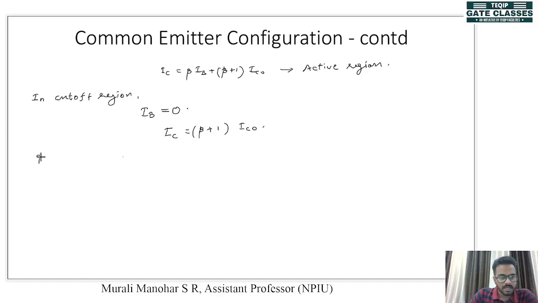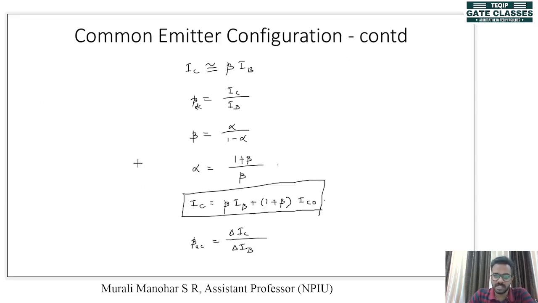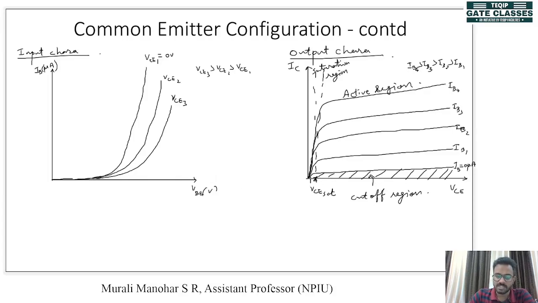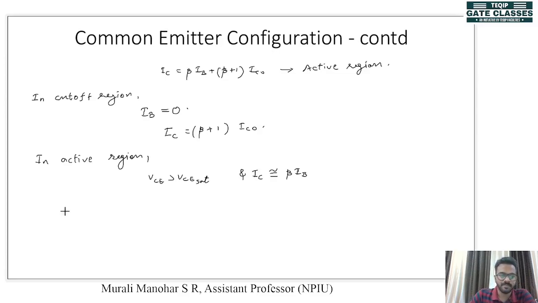Okay. In active region, VCE will be greater than VCE SAT, and IC will approximately be equal to beta IB. These are the conditions for active region. We have seen VCE SAT. VCE SAT is the voltage that separates saturation region and active region.